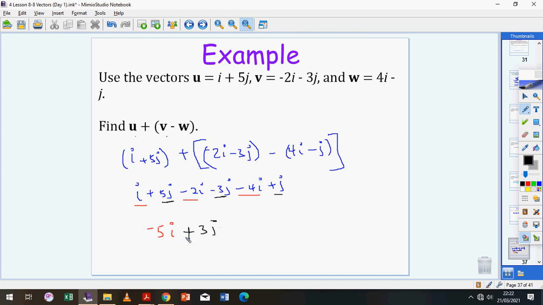So that is the result of adding this expression, u plus v minus w. That is the result.